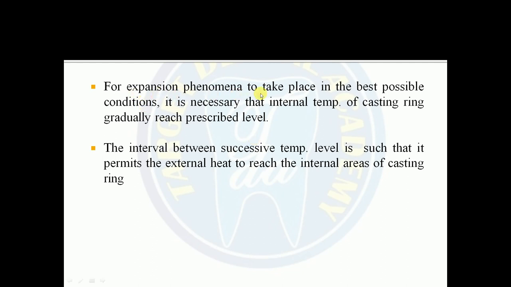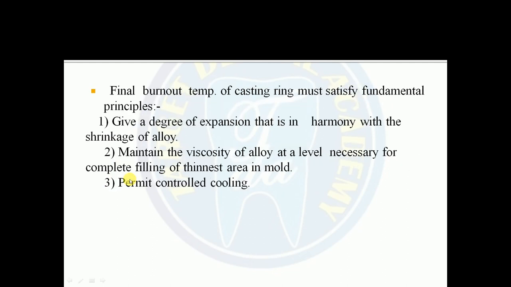For expansion phenomena to take place in the best possible condition, it is necessary that the internal temperature of the casting ring gradually reaches the prescribed level. The interval between successive temperature levels is such that it permits the external heat to reach the internal areas of your casting ring. So the final burnout temperature of the casting ring must satisfy the fundamental principle that it gives a degree of expansion with minimal shrinkage of alloy, maintains the viscosity of the alloy and permits controlled cooling.